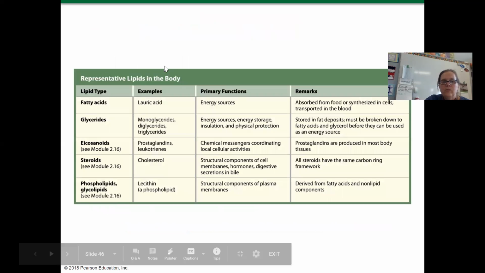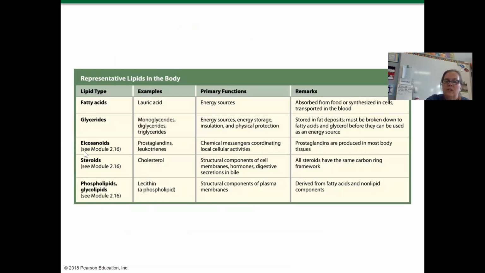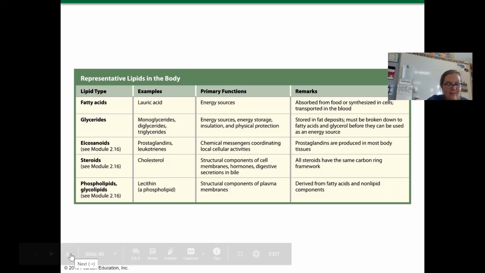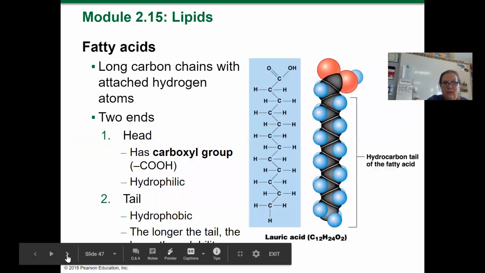So here are some examples of lipids. Some other things like hormones and steroids are also lipids. Of course, cholesterol is a steroid that's a very important structural component of our cell membrane. It keeps our cell membrane nice and fluid so that things can very easily pass through it. Phospholipids are also a very important structural component of plasma membranes. And it's their makeup that allows things to pass. We're going to review all of that in the next chapter on cells.